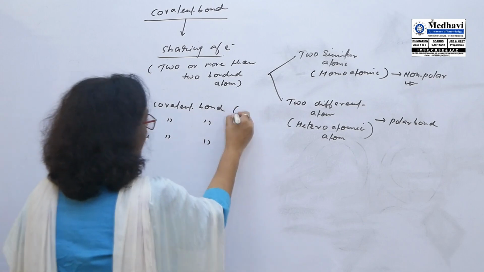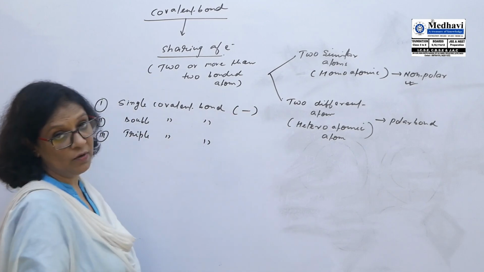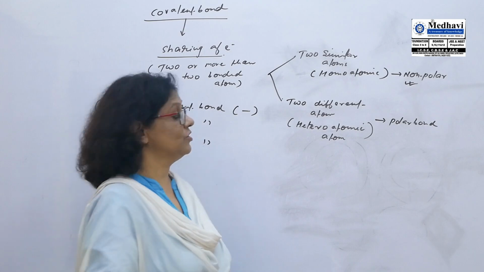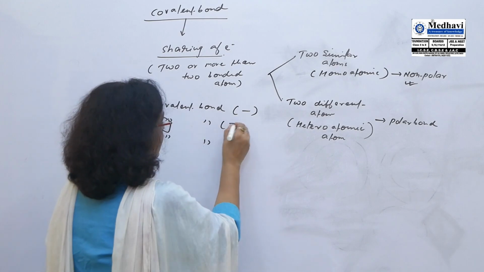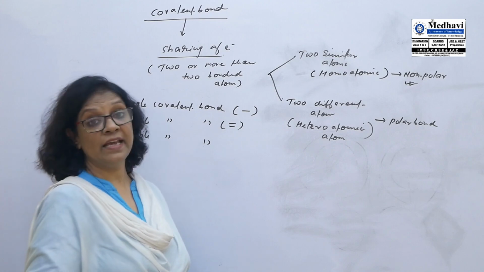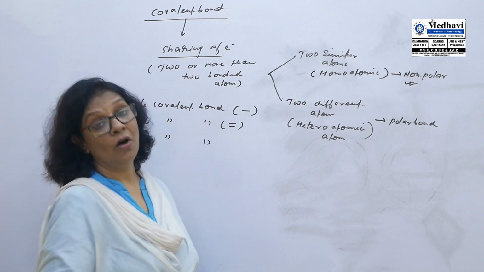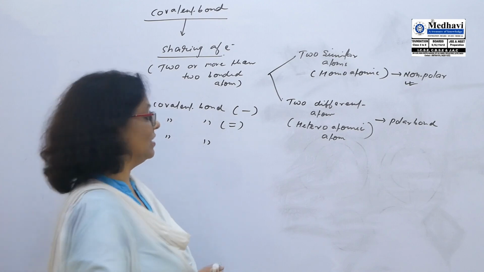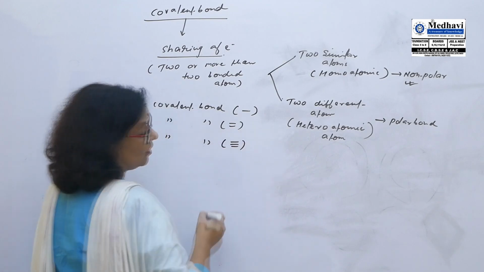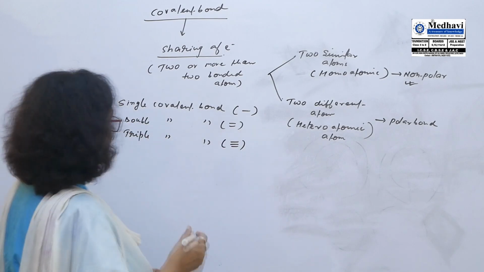In a single bond between two atoms, sharing of one pair of electrons takes place. In a double covalent bond, a double bond develops between two atoms, so you can say sharing of 4 electrons or 2 pairs of electrons. In the triple covalent bond, sharing of 3 pairs of electrons takes place, so a triple bond develops.